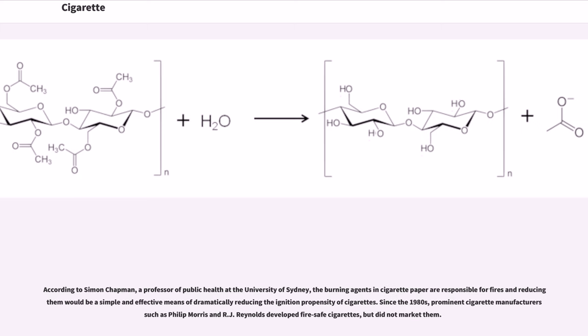According to Simon Chapman, a professor of public health at the University of Sydney, the burning agents in cigarette paper are responsible for fires, and reducing them would be a simple and effective means of dramatically reducing the ignition propensity of cigarettes. Since the 1980s, prominent cigarette manufacturers such as Philip Morris and R.J. Reynolds developed fire-safe cigarettes, but did not market them.